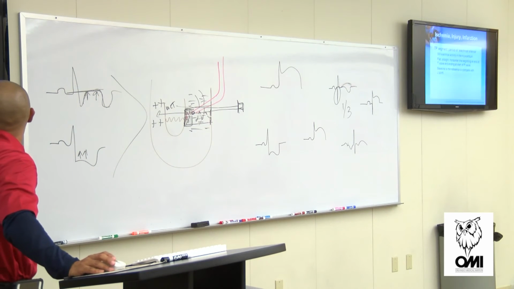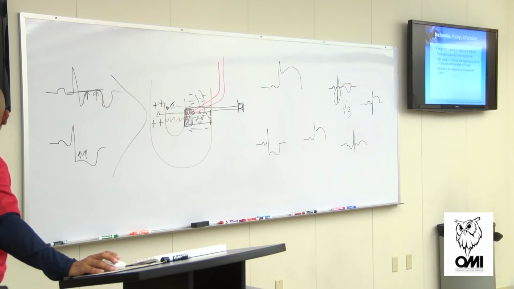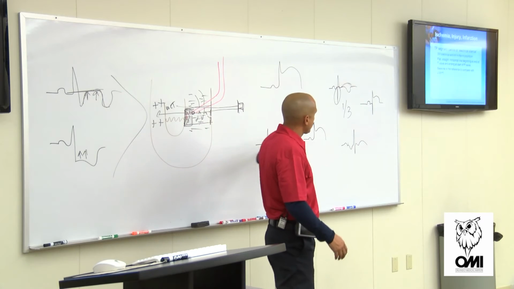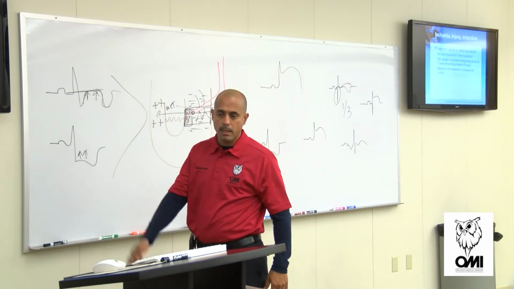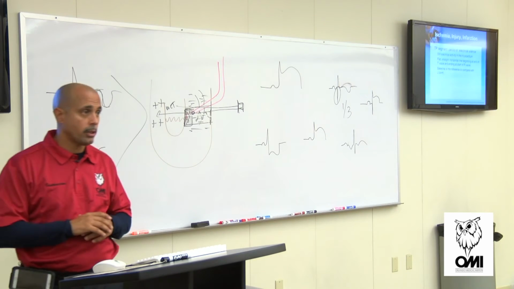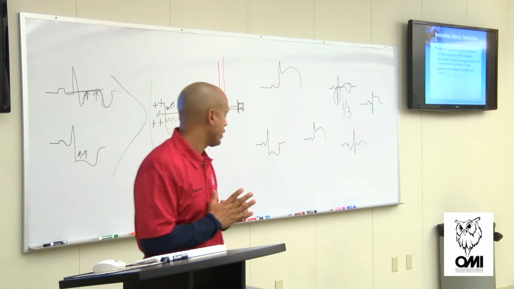Never rule that out. The TP segment is a period of electrical silence, right? The electrical silence in between the T wave and the next P wave helps us with the rate. The longer that is, the slower the rate is. The tighter it is, the faster the rate is, okay?